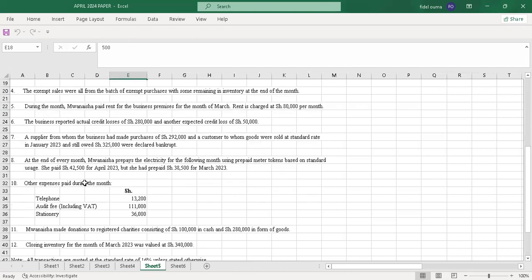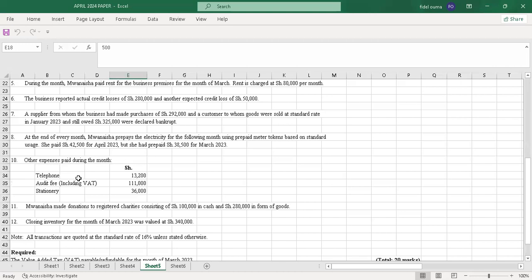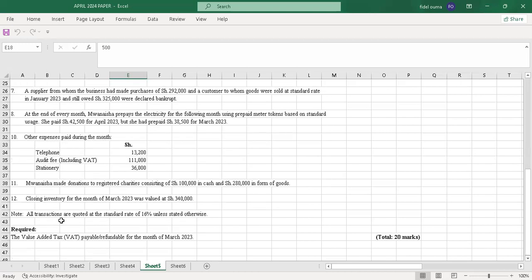Number 8, at the end of every month, Mwanaisha prepays the electricity for the following month using prepaid meter tokens based on standard usage. She paid shillings 42,500 for April 2023, but she had prepaid shillings 38,500 for March 2023. So I'll come back to clarify that. So I'll go to number 10. Other expenses paid during the month: we have telephone bill of 13,200, audit fees of 111,000, and stationery of 36,000.